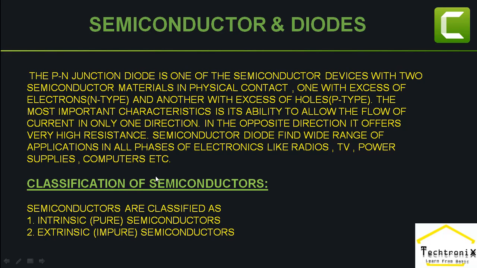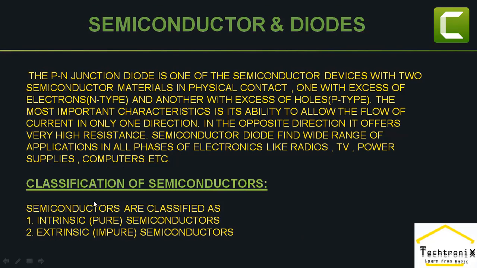The PN junction diode is one of the semiconductor devices with two semiconductor materials in physical contact. One with excess of electrons, that is N type, and another with excess of holes, which is P type. The most important characteristic is its ability to allow the flow of current in only one direction. In the opposite direction, it offers very high resistance. Semiconductor diodes find a wide range of applications in all phases of electronics like radios, TV, power supplies, and computers, etc.